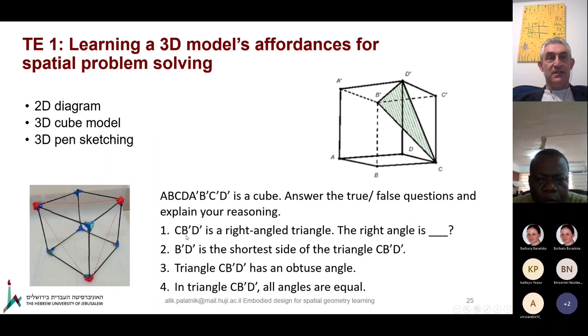First, I'm asking, is this triangle C B', D' a right angle triangle? Then I'm asking, is B'D' the shortest side of this triangle? Then I'm asking, maybe this triangle has an obtuse angle. And finally, I'm asking, is it true that in triangle C B'D', all angles are equal?